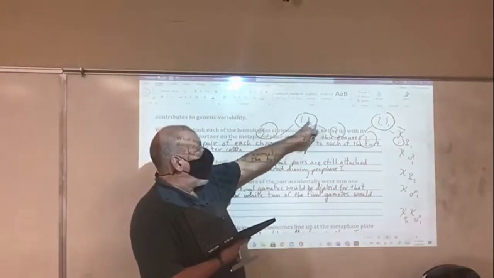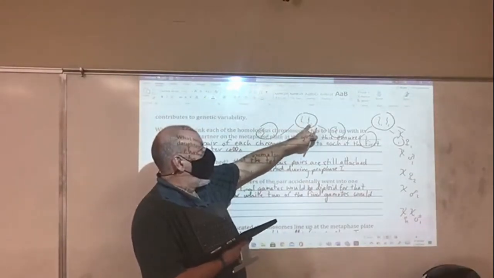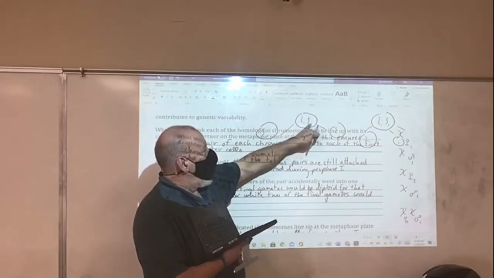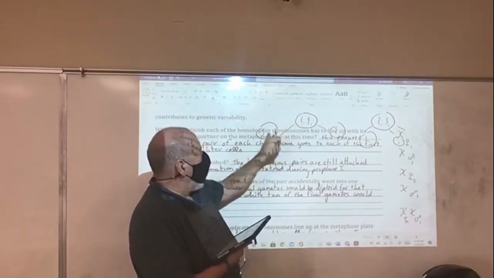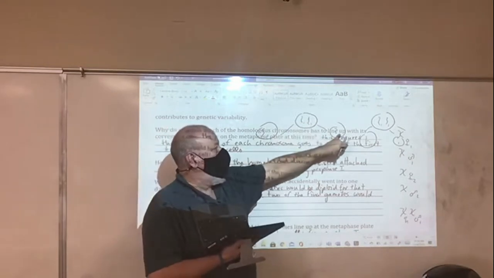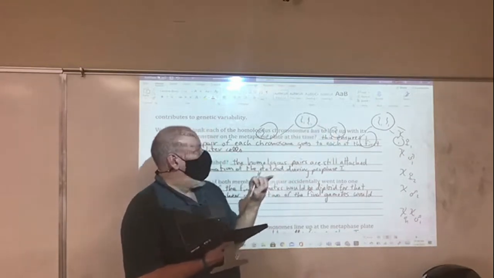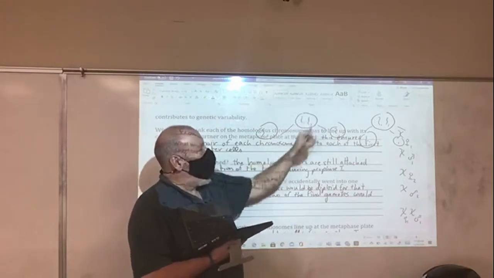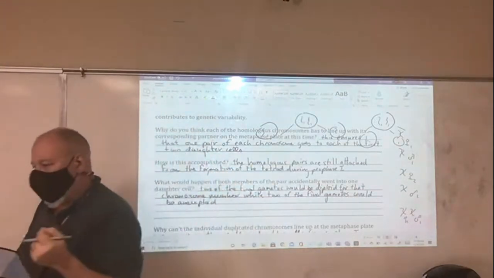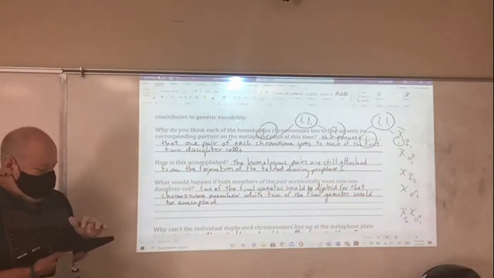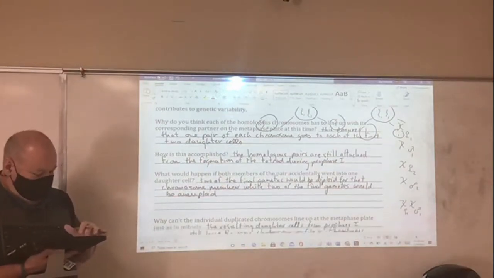If they're individual like this, then I can't be assured that this cell won't still get both chromosome 1s and this cell won't get any chromosome 1s, right? Because they're not attached. And it's only if they're attached during the second meiotic division that I can make sure that each subsequent cell gets one.